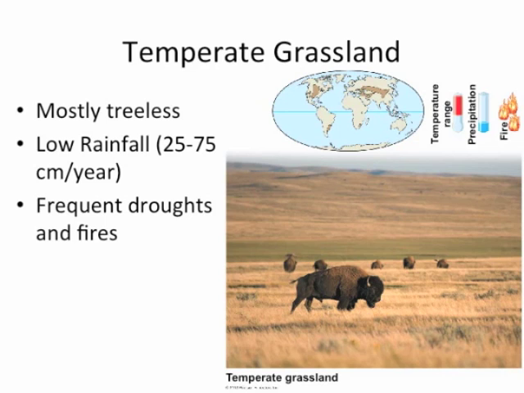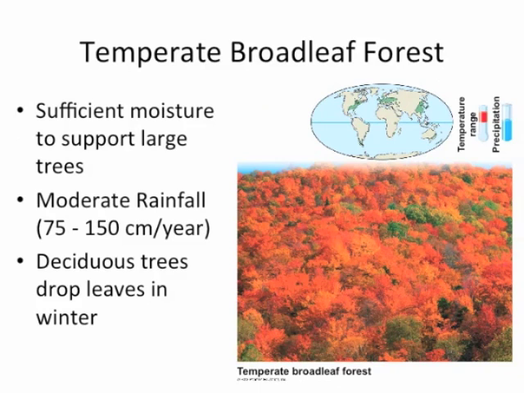Kind of to the east of those grasslands in North America, so what's pretty much the whole east coast except for Florida, as well as large parts of Europe and kind of coastal Asia, are what are called temperate broadleaf forests. These have a fair amount of moisture. So now they're still in a similar temperature range to those grasslands, but they have enough moisture now to support larger trees. So their rainfall is 75 to 150, or a little bit higher.